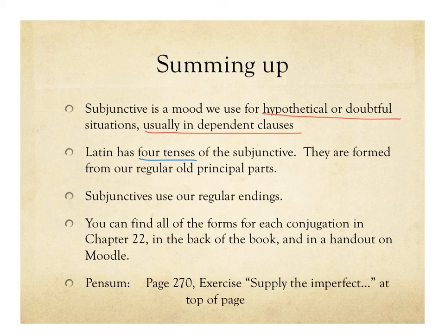Present subjunctives are formed from the present stem, from that first principal part. Imperfect subjunctives are also formed from the present stem, from the second principal part. Perfect subjunctives are formed from the third and fourth principal parts, as are the pluperfect subjunctives, which is exactly the same as perfect and pluperfect indicatives. So we're using the same parts for the same jobs. And our subjunctives use our regular old endings, so there's nothing new there and no surprises.